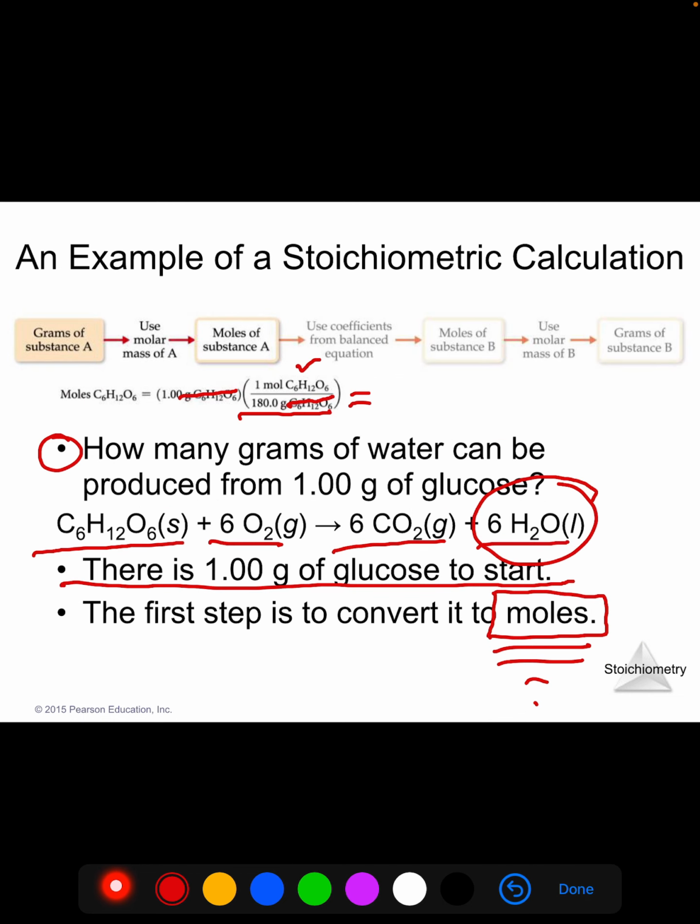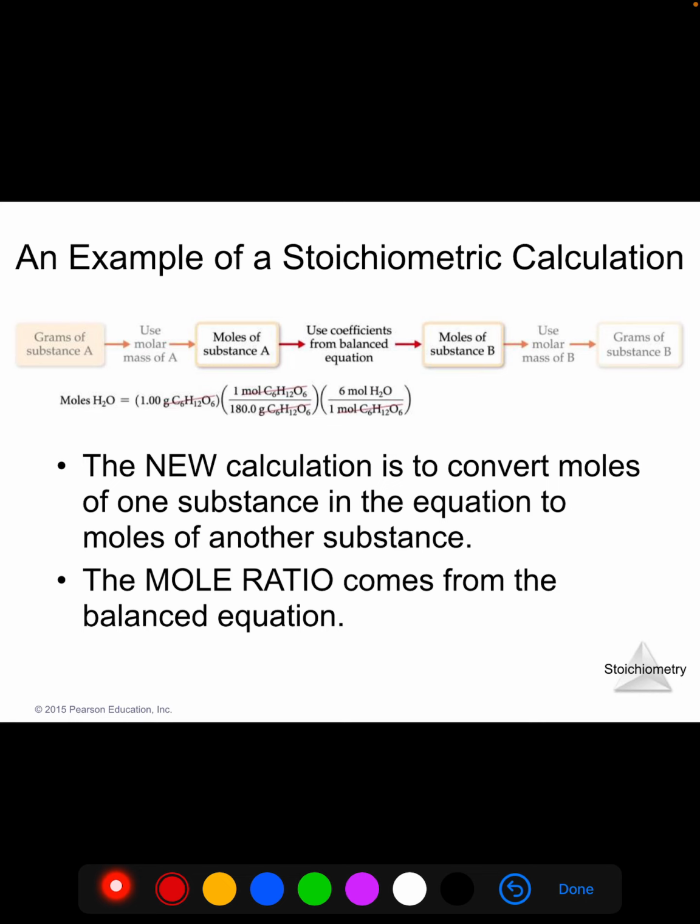There it is. For every 1 glucose, we made 6 waters. So, for every 1 mole of glucose, I make 6 moles of water. Or to phrase it to match this equation, I make 6 moles of water per mole of glucose broken down. Well, now my moles of glucose cancel, and I'm left with moles of water. And unfortunately, it didn't ask me how many moles of water I produce. I think it asked me how many grams of water I make.